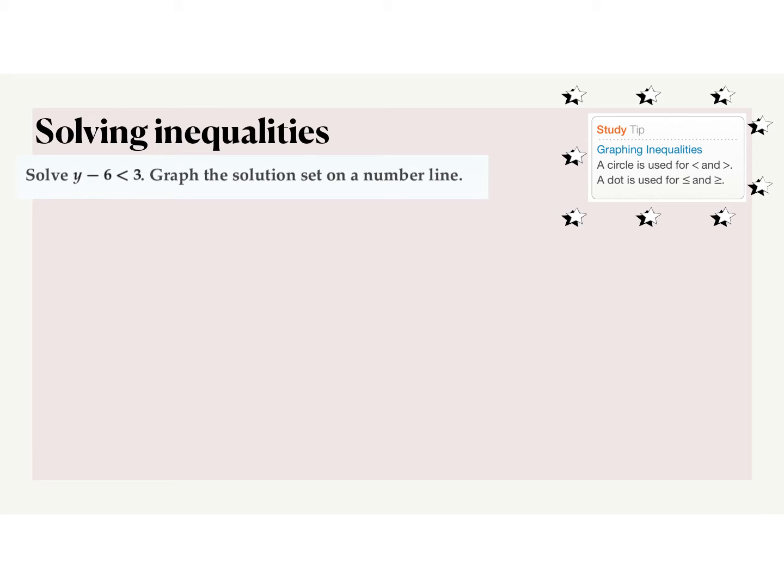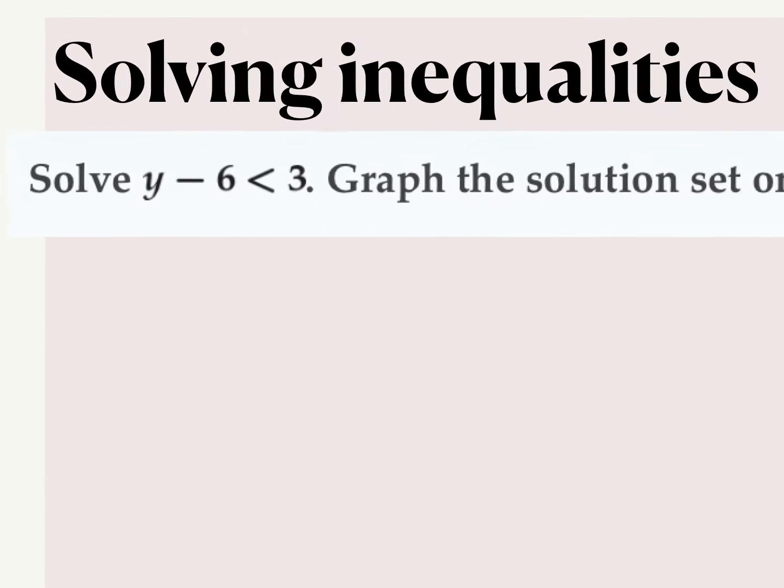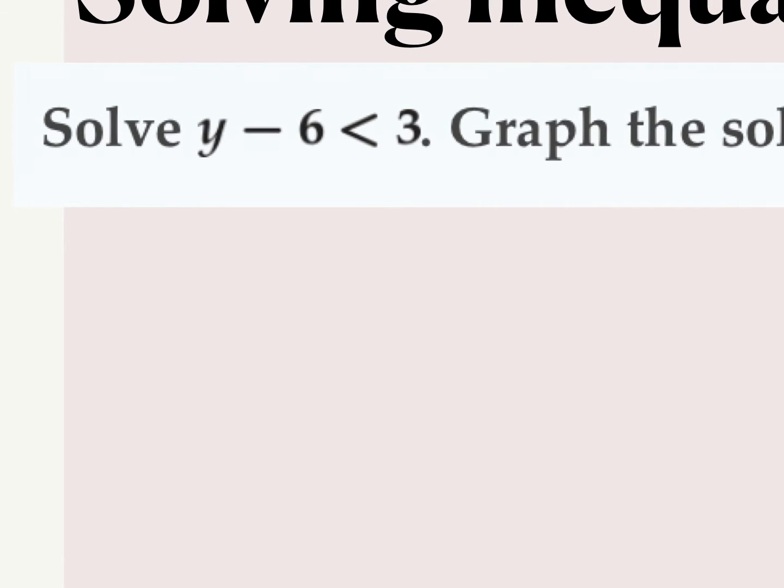So solving inequalities. We solve inequalities the same way we do as if it were just an equal sign, but we put it on a number line to graph. So first thing we want to solve, and then we'll do the number line. So what should I do to solve for y here? Add 6 to both sides. So I have y is less than, that inequality stays the same. What's 3 plus 6? 9. So y is less than 9.